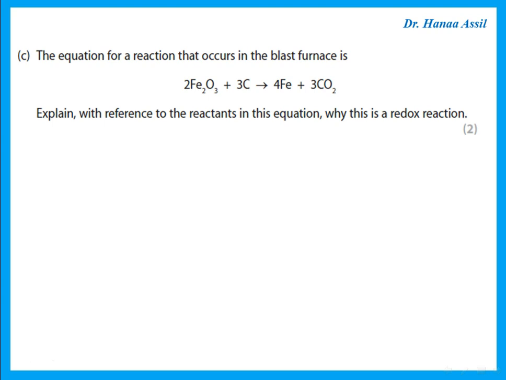The equation for a reaction that occurs in the blast furnace is this. So the Fe2O3, that is the iron ore that we call the hematite. Now it can react with coke to give iron plus carbon dioxide. Explain with reference to the reactants in this equation why this is a redox reaction. This question is very important.